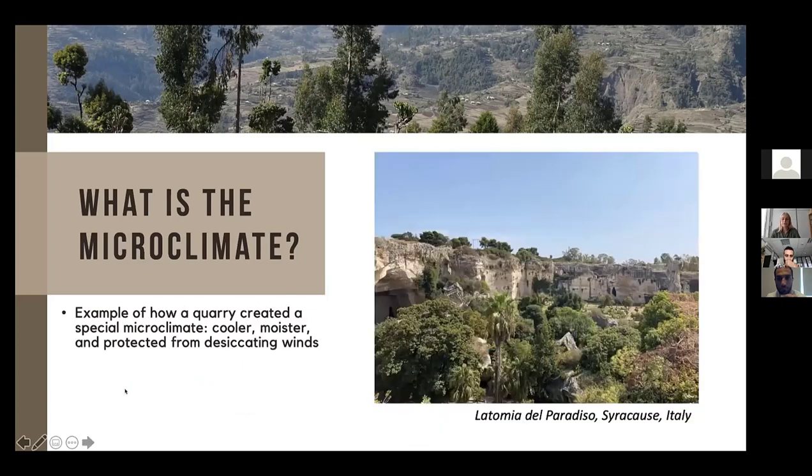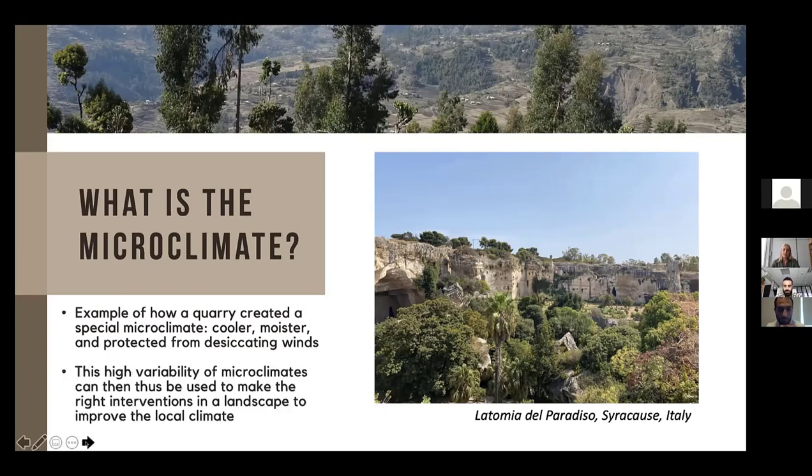Another example is this quarry in Italy. This is an example that is created by nature itself. This quarry created a special microclimate compared to the rest of the landscape. Within this quarry, it's way cooler, there is more moisture, and it's protected from winds. So this really shows that a change in landscape also leads to a change in the microclimate.